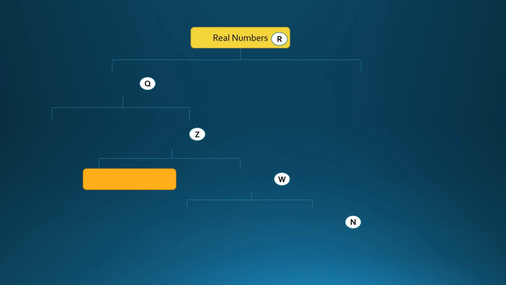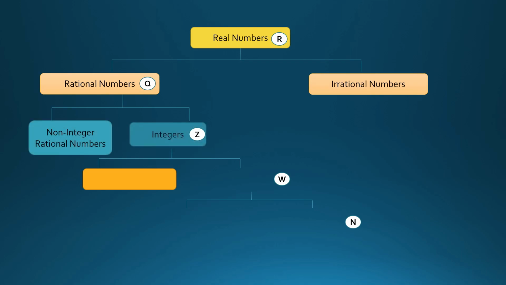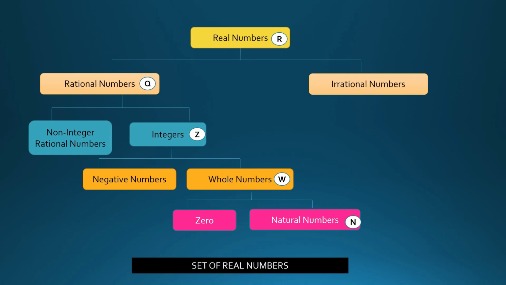So we have here real numbers, and under real numbers we have the rational numbers Q. Also under real numbers we have the irrational numbers. And the numbers under rational are the non-integers. And also we have the integers Z. Under the integers we have the negative numbers. And also we have the positive numbers or whole numbers. Next, under whole numbers, we have 0 and the natural numbers. Also, these are called the counting numbers. This is the set of real numbers.